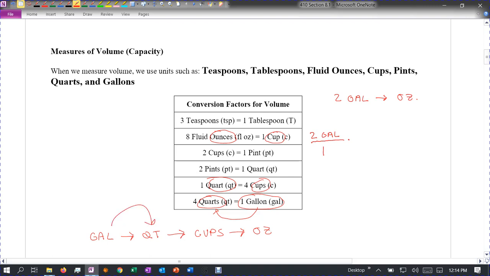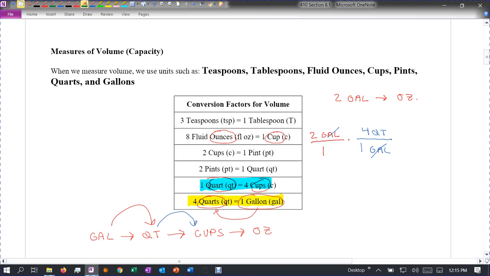So here's the conversion factor I'm going to use. I want gallons on the bottom. So we know that 1 gallon is 4 quarts. Okay, so good. That means our gallons are going to cancel. But now I want the quarts to cancel, and I want to go from quarts to cups. So that's using this one right here.